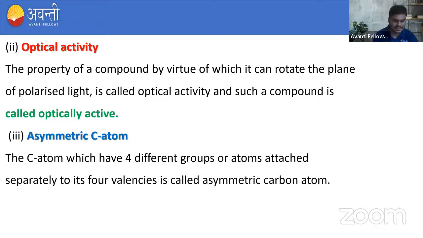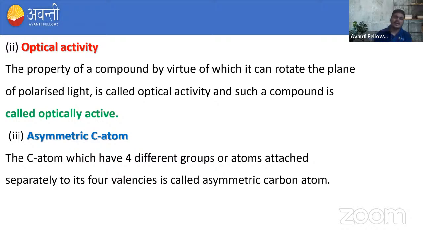So what is this optical activity basically? How will you learn this optical activity? The property of a compound by virtue of which it can rotate the plane of polarized light is called optical activity, and such a compound is called optically active. Always remember, the property of the compound by virtue of which it can rotate the plane of polarized light is called optical activity, and such a compound is called optically active.